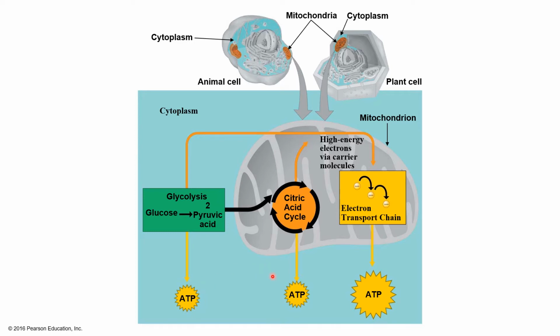So for us to survive, we actually have to make ATP from each cycle, and we have to go through the electron transport chain because this is where we make most of our energy.